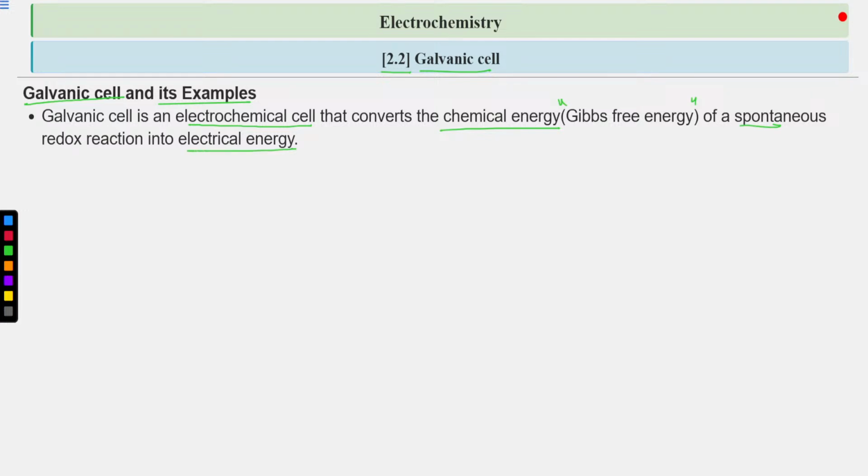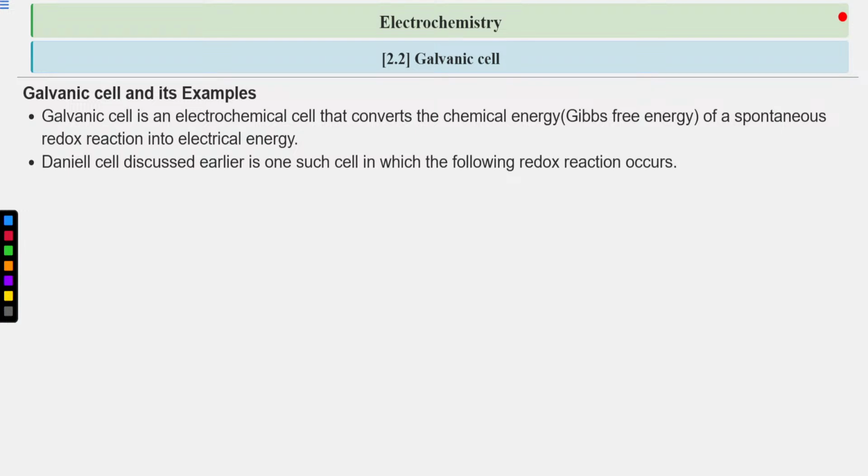So three terms are important here. First of all, we are talking about the galvanic cell, which comes under the electrochemical cell. Secondly, it converts chemical energy to electrical energy, and in the galvanic cell we talk about the Gibbs free energy of a spontaneous redox reaction. Okay, a spontaneous redox reaction means the delta G will be negative and the reaction will happen spontaneously.